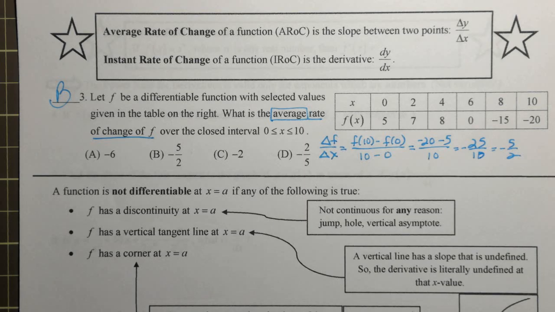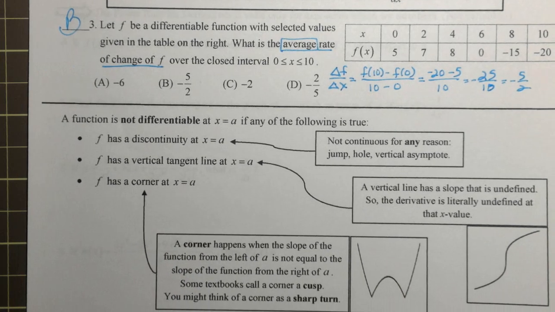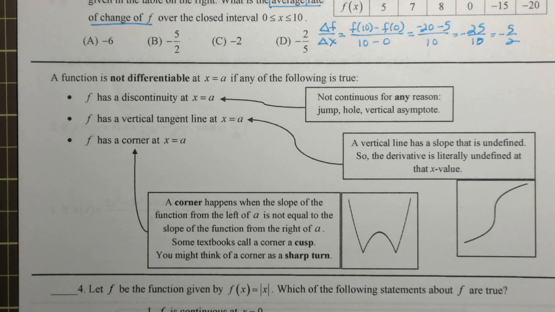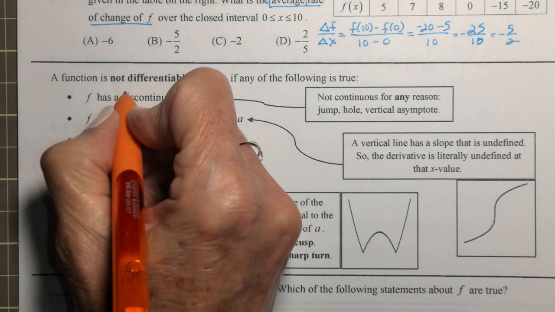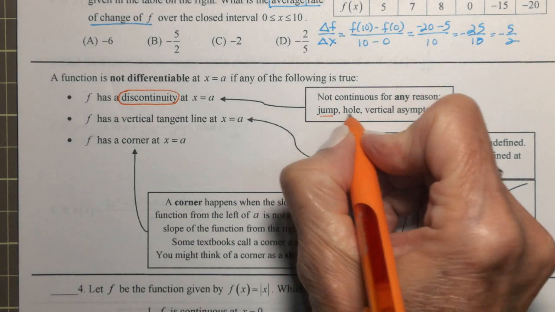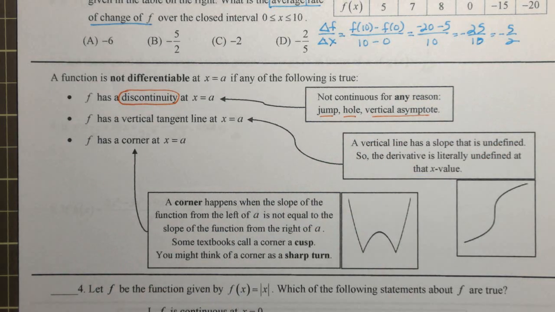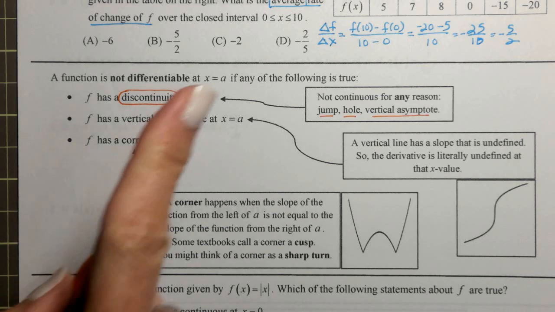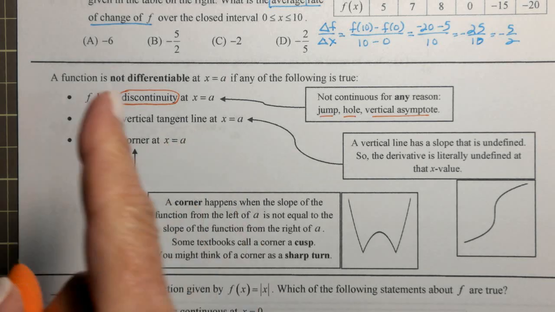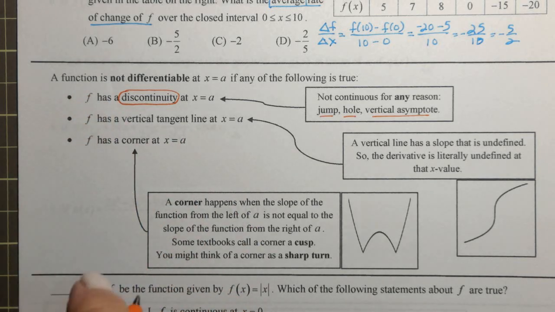All right. Now, a function is differentiable if its derivative exists. So what could make a function not differentiable? There are three things. A discontinuity, any kind of discontinuity, jump, hole, vertical asymptote, okay? Not differentiable, which means if a function is differentiable, it must be continuous, okay?